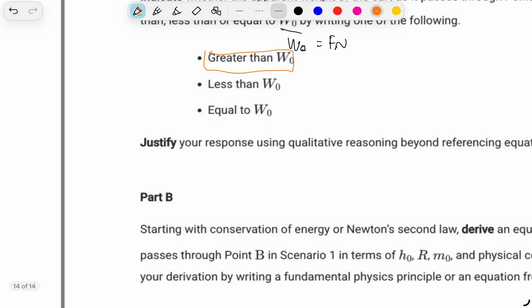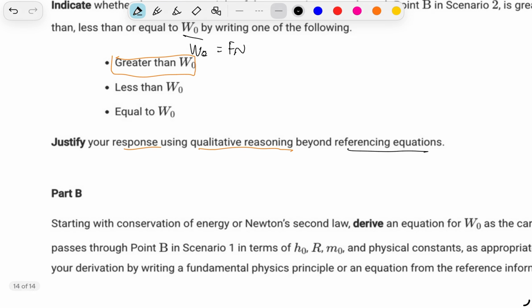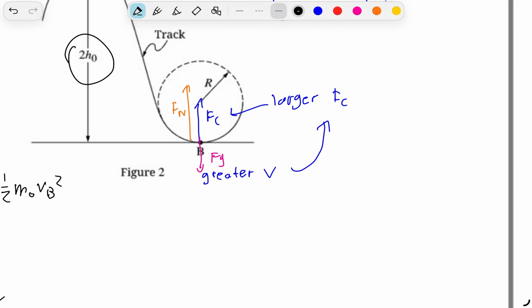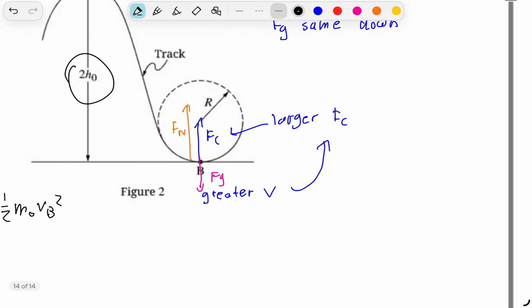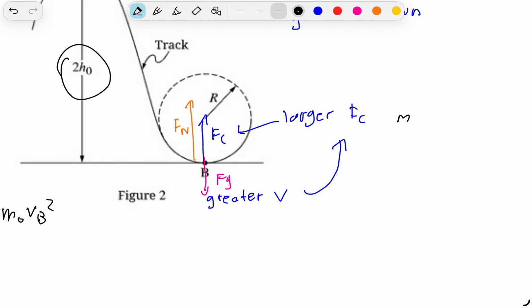Now, for part B, we're asked to justify the response using qualitative reasoning beyond referencing equations. So our reasoning is that because we have our centripetal force acting upward still, and we still have the force of gravity acting downward, we are going to need a larger V for that larger centripetal force, mv squared over r. So that's why we're going to need a larger normal force, because we still have force of gravity acting downward and we need to counteract that.